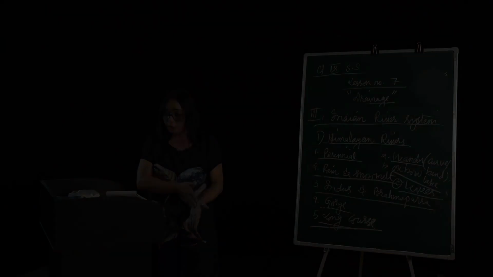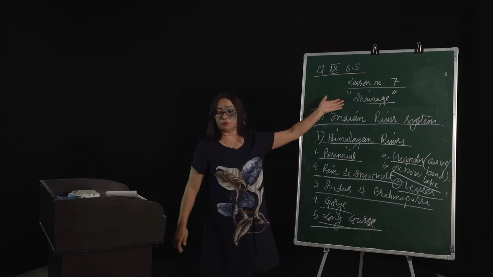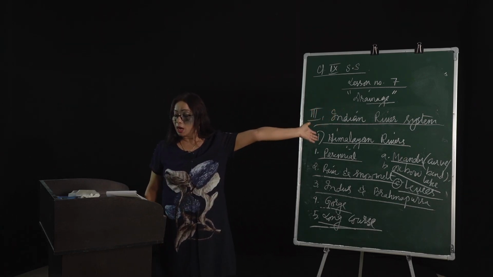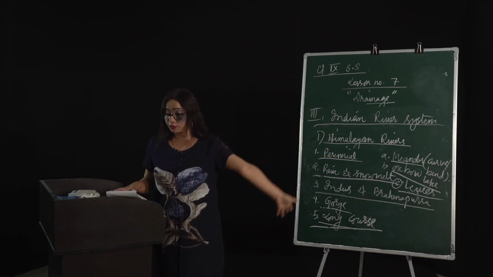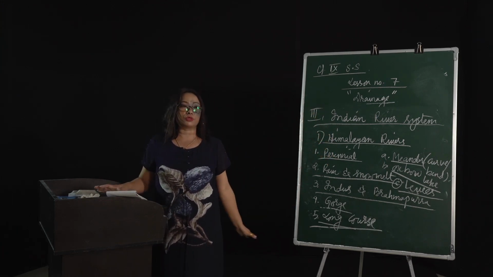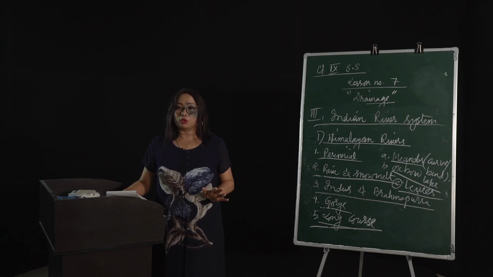River system or drainage system. River system means drainage system only. So, the rivers originating in the Himalayas consist of three river systems, that is the Indus river system, the Ganga river system and the Brahmaputra river system, which I will explain to you in the next class.